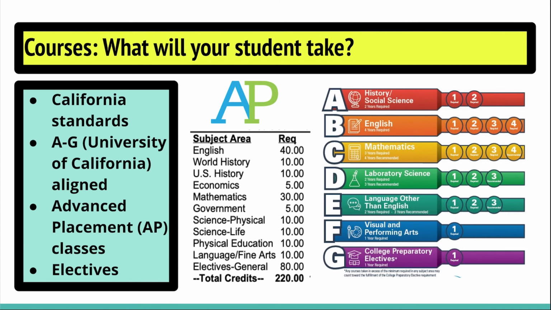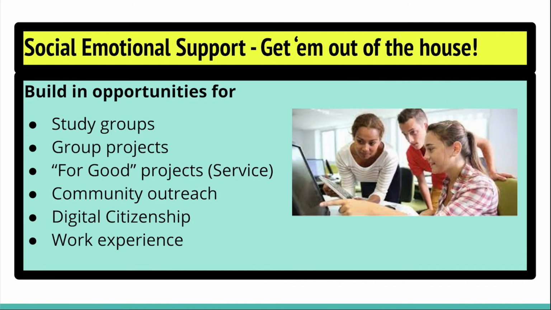A high school student must have 220 credits to graduate. Following the A through G guidelines not only meets requirements for graduation, they also meet college entrance requirements. Advanced placement classes are also an option, along with many different electives. Finally, virtual learning should be balanced with social-emotional needs.